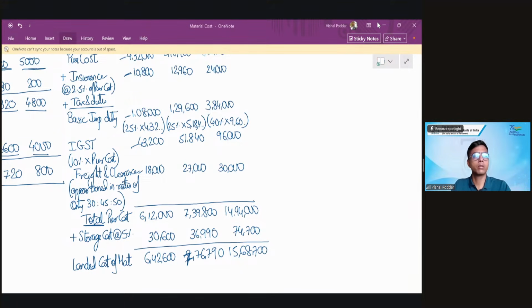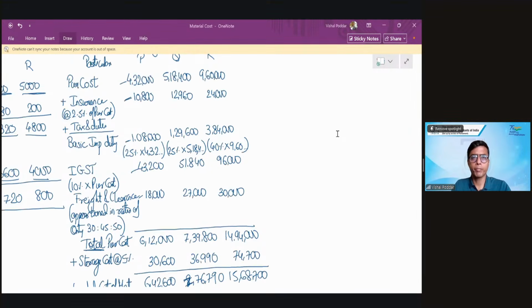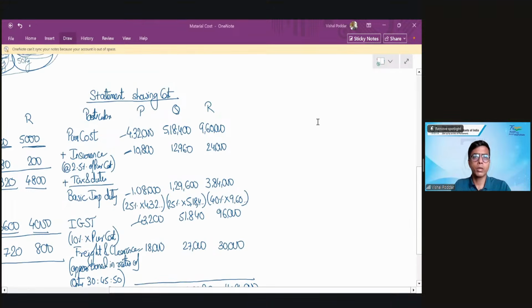68,700. I think this is what is perfect, students. Okay. Tulsi is saying, sir, 40% of 960 is 38,400. How can 40% of 960 be 38,400? आप कैलकुलेटर पे चेक करो प्लीज. 38,400 होगा या 3,84,000 होगा? तुलसी चेक करो प्लीज. 40% है वो.